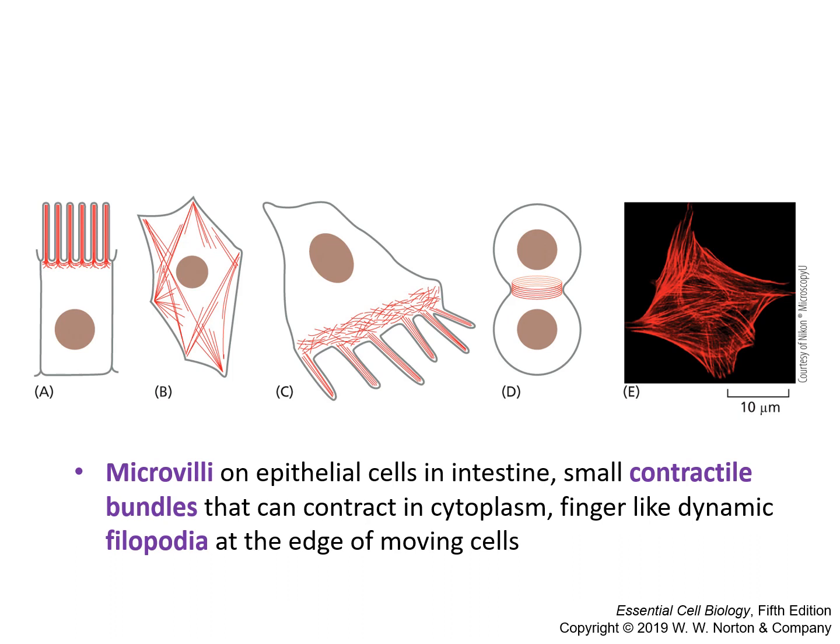And then they can make small contractile bundles that can be found in the cytoplasm, and they also can make stable structures like finger-like dynamic filopodia at the edge of moving cells. And when the cells are dividing, they also can help cell division, cytokinesis.